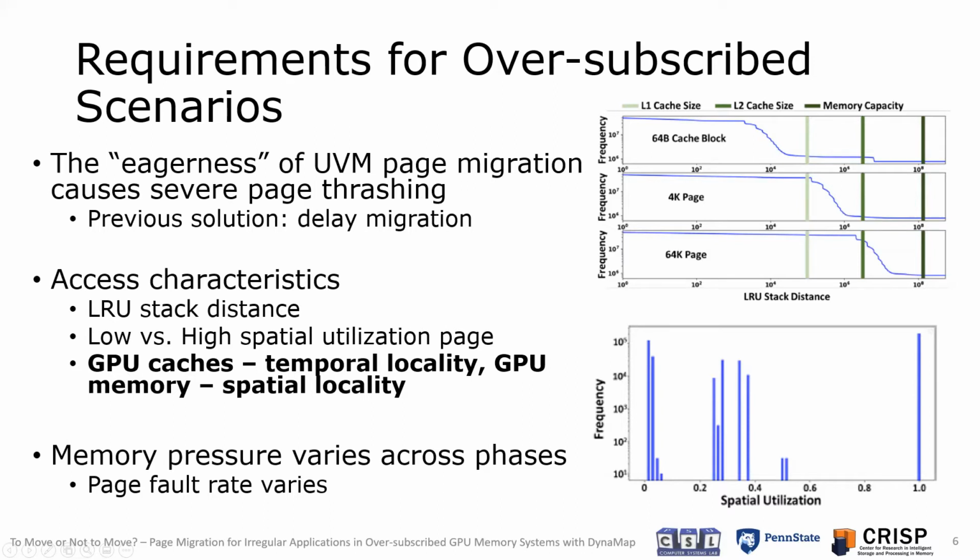The last point we need to address is taking memory pressure into account. As observed, page fault rate varies during the execution, so the cost versus utility of migrating a page also varies. When the page fault rate is high, which means current memory pressure is high, we should be more careful in determining the utility of a page, and proactive actions like prefetching should be more conservative.